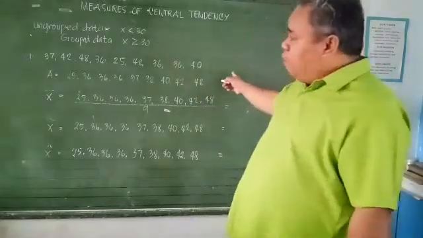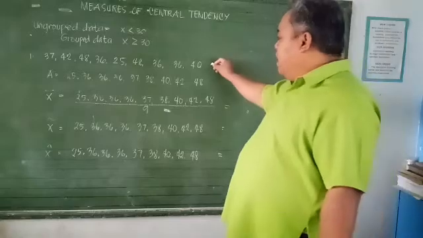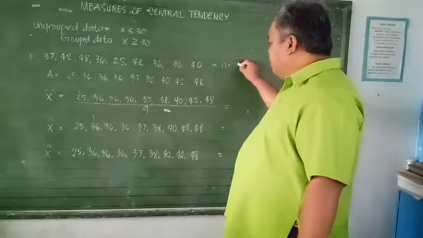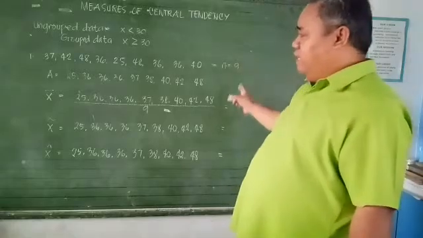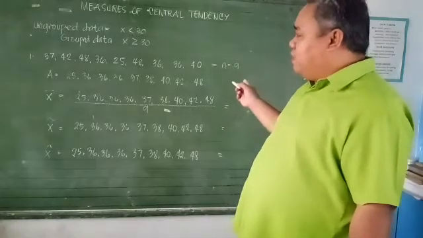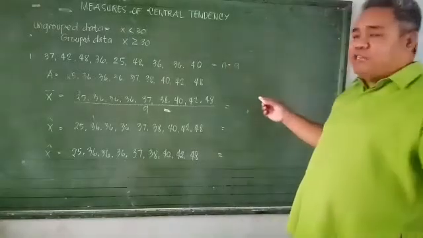So in number 1, how many data do we have in the population? We have n equals 9. So our data here is only 9. And then we're going to solve this using the measures of central tendency. So what are the three types of measures of central tendency?